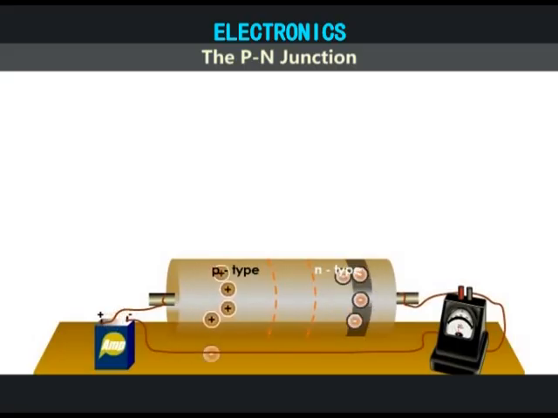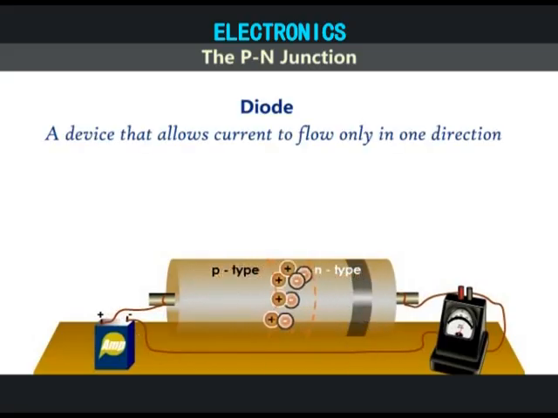Thus, the PN junction allows current carriers to flow through it if the junction is forward biased. A device that allows current flow only in one direction is called a diode. Thus, a PN junction can be described as a diode.